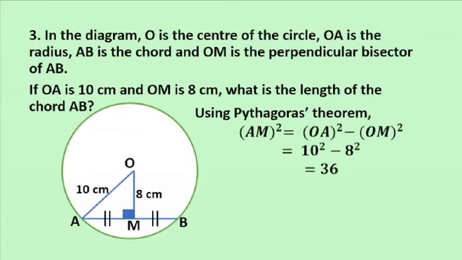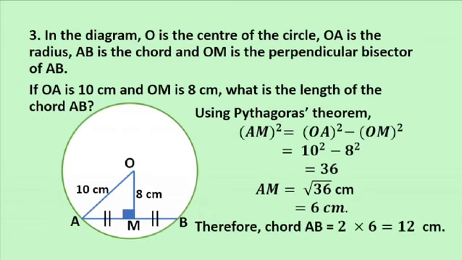Using the Pythagoras theorem, AM to the square is equal to OA to the square minus OM to the square. Substituting the values, we get 10 to the square minus 8 to the square, which is equal to 36. AM is equal to square root of 36 centimeters, which is equal to 6 centimeters. Therefore, the length of the chord AB is equal to 2 multiplied by 6, which is 12 centimeters.